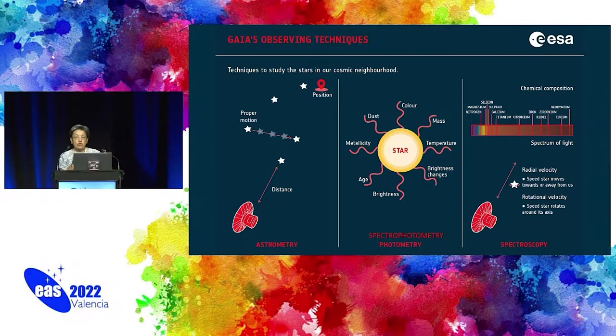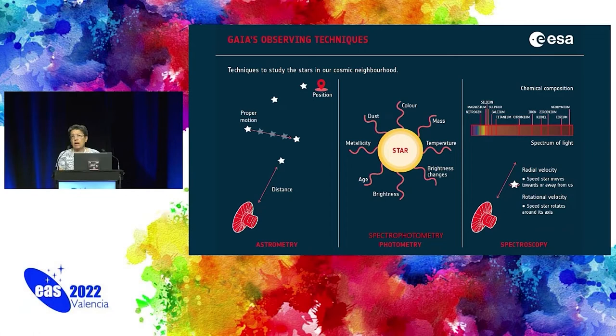The photometry is intended to determine if the stars or objects change their brightness or if it's constant, and also the colors, and also, by dispersing the light, low resolution spectroscopy. We have the determination of the parameters so we can classify galaxies, quasars and solar system objects, and we can determine astrophysical parameters like temperatures, masses, ages, and the dust in between, and so on.